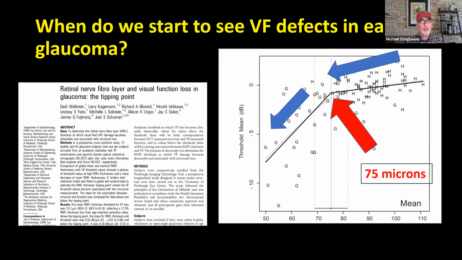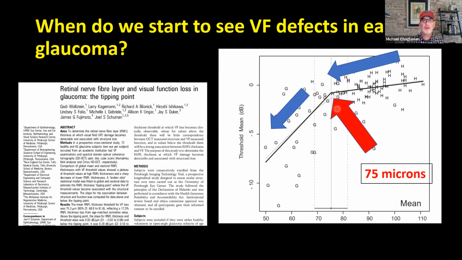Here's another investigation that we look at a lot, and this is called the tipping point. Here, if you read the graph from the upper right corner down to the lower left, this is the threshold in decibels for your visual field defect, from a normal visual field at 0 to -5 dBs to a very serious and significant field defect at -10, against the average thickness of the retinal nerve fiber layer in microns.